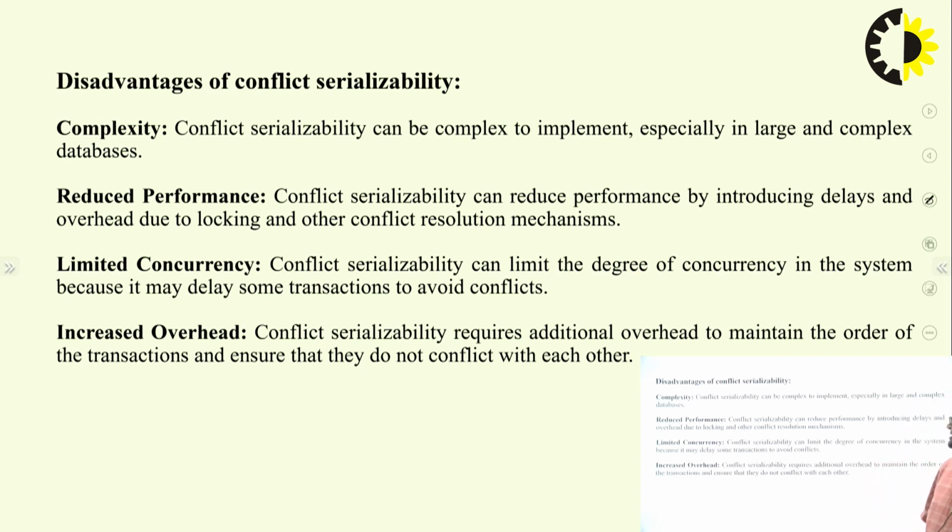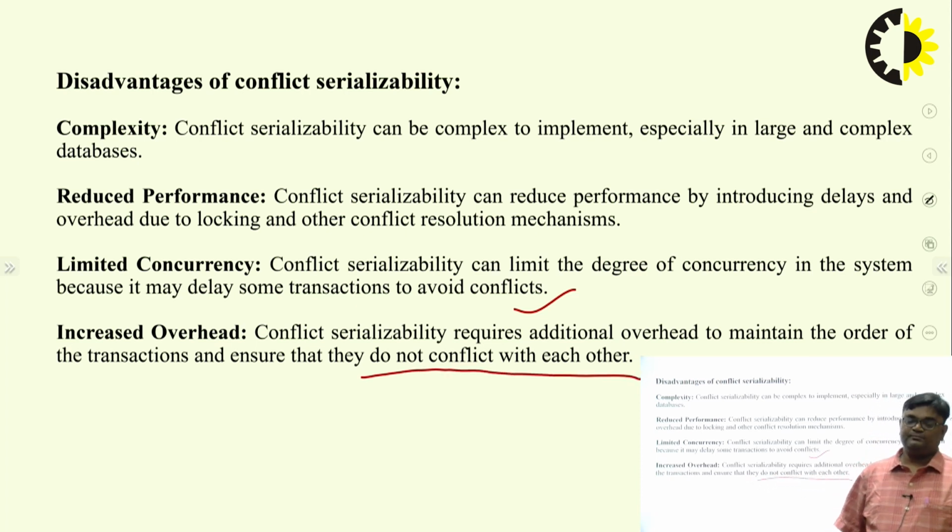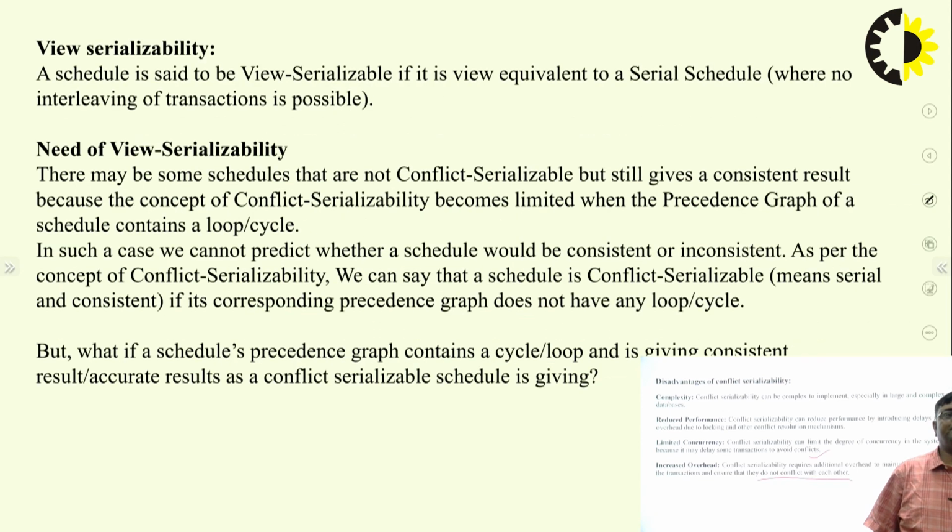Limited concurrency: conflict serializability can limit the degree of concurrency in the system because it may delay some transactions to avoid conflicts. To remove conflicts, we have to delay them, so the concurrency is limited to some extent. Increased overhead: conflict serializability requires additional overhead to maintain the order of the transactions and ensure that they do not conflict with each other.